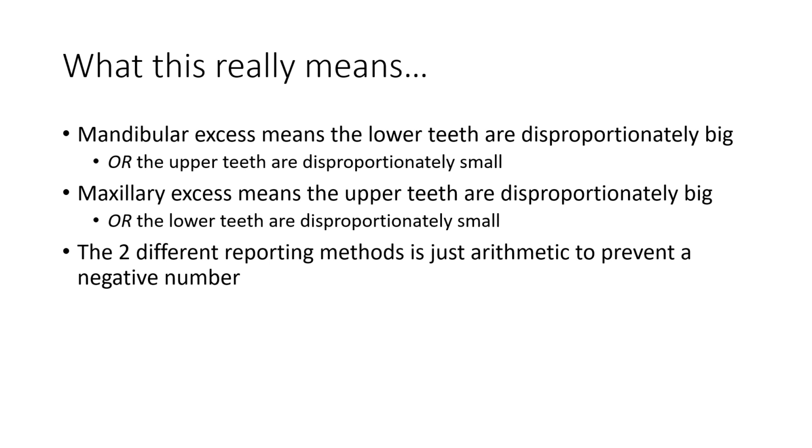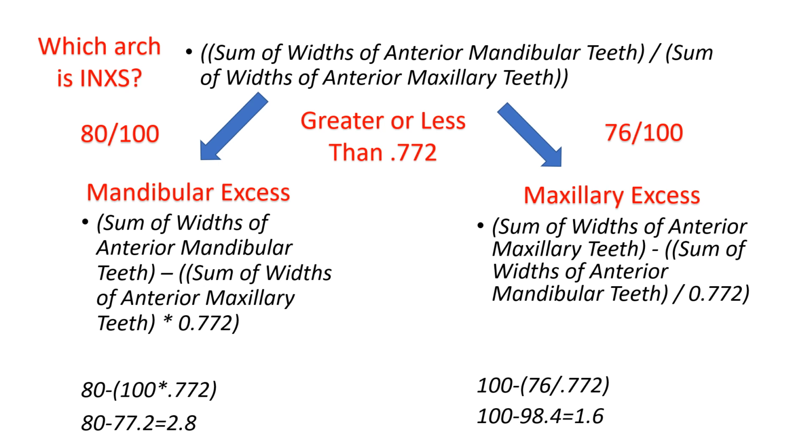There are two different reporting methods, which are simply arithmetic to prevent a negative number. And this demonstrates that. So what this says is that the sum of the width of the mandibular anterior teeth divided by the sum of the width of the maxillary anterior teeth, you take those two numbers, and if it's less than 0.772, then we have a maxillary excess. If it's greater than 0.772, we have a mandibular excess. Again, another way to report that would be a maxillary insufficiency or a mandibular insufficiency. And again, this math here just demonstrates the two different reporting methods so that we don't get a negative number.